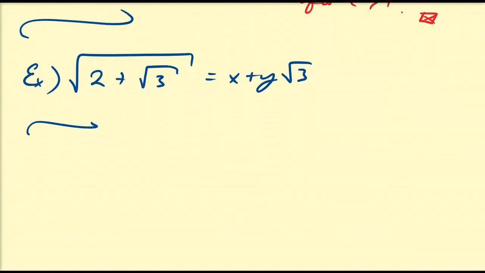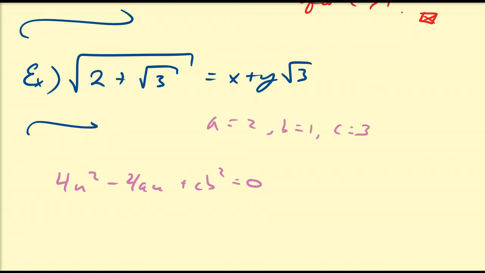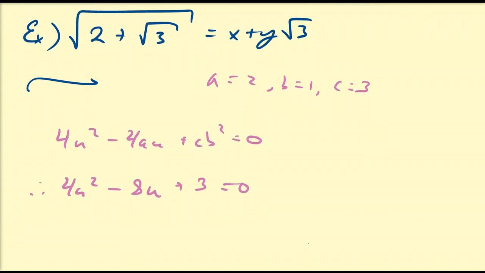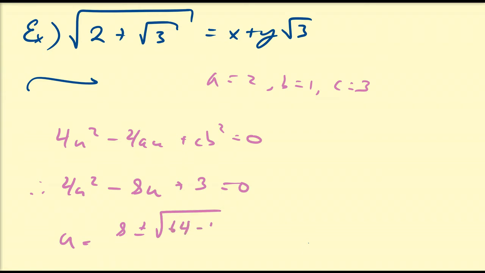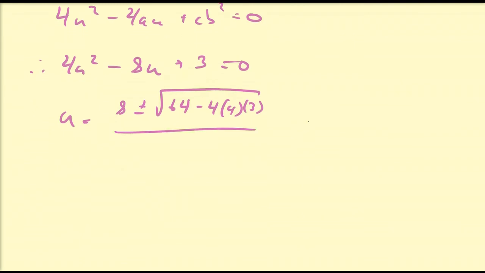All right, so let's go back to our general quadratic: 4u squared minus 4au plus cb squared is equal to 0. So a equals 2, b equals 1, and c is equal to 3. That turns this into 4u squared minus 8u plus 3 equals 0. So u is going to be equal to negative b plus or minus the square root of b squared minus 4ac, all over 2a, right?